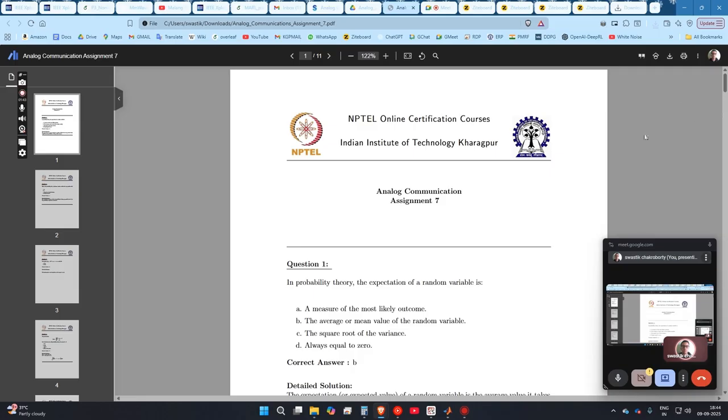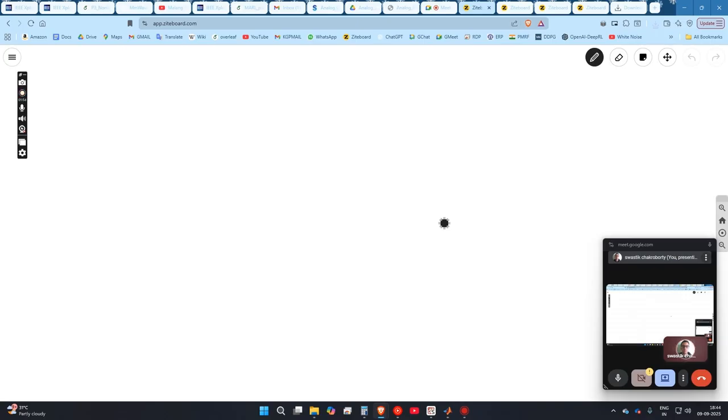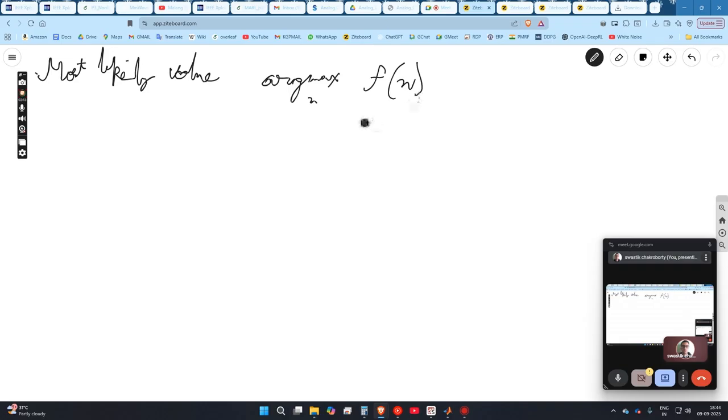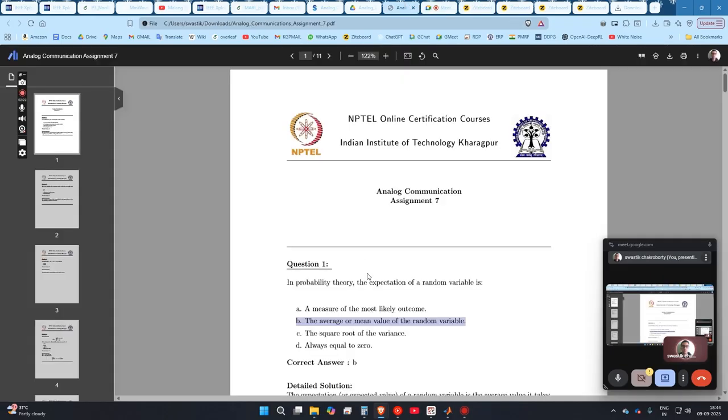So expectation, as we know from basic probability, is the mean of the random variable. It is not the most likely value. Most likely means where the probability is maximum, so that is called the mode. You find the x at which the probability distribution fx is maximum. That is called the mode. So the first option does not refer to expectation but to mode.